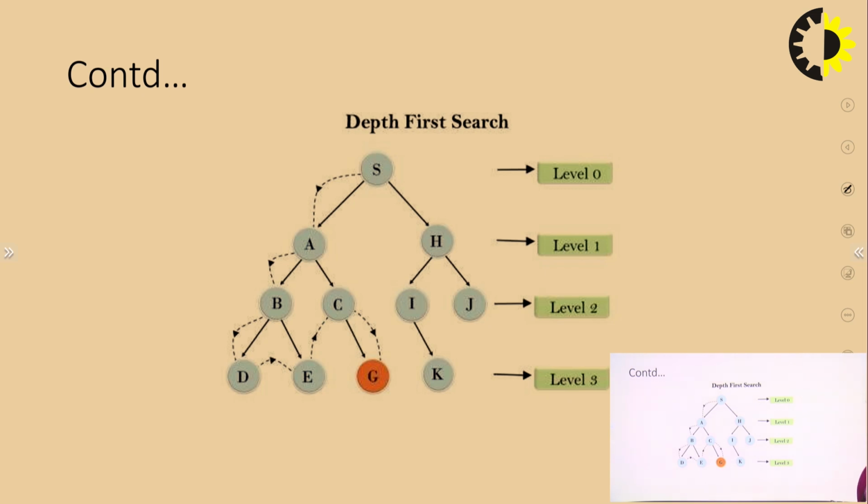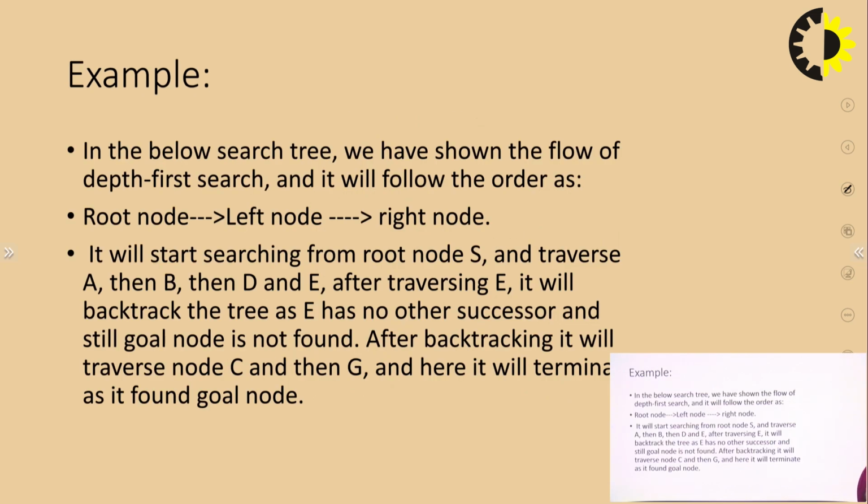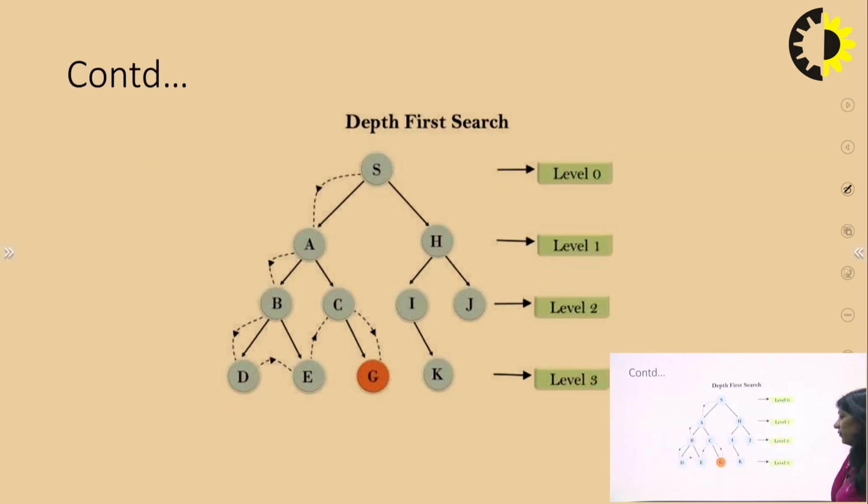So this is an example of depth first search. In the example, we have shown the flow of depth first search, and it will follow the order of root node, then left node and then right node. It will start searching from root node S and traverse A, then B, then D, then E. After traversing E, it will backtrack in the tree as E has no other successor, and the goal node is still not found. After backtracking, it will traverse node C and G, and here it will terminate as it found the goal node. So this is how DFS works.